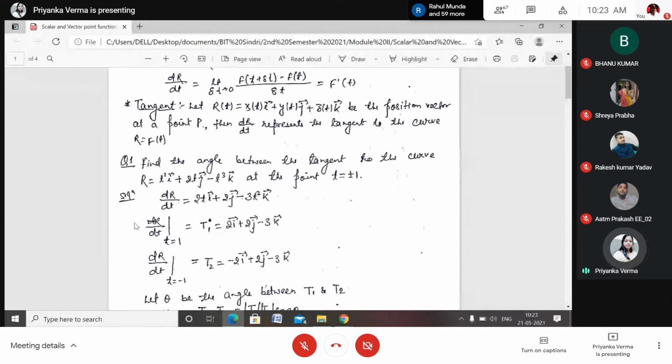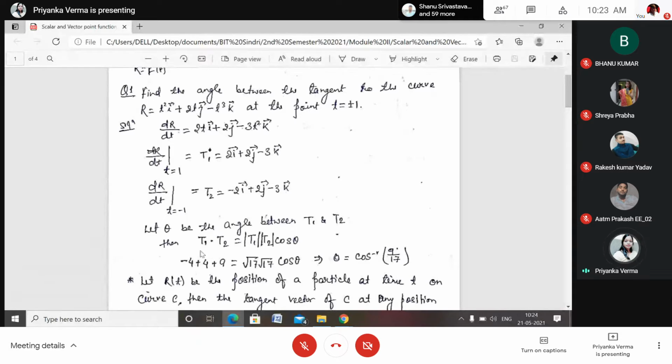Now again we have to find the tangent at t equal to minus 1. If you put t equal to minus 1 here, you will get minus 2i plus 2j minus 3k. That means now you have two different tangents at t equal to plus minus 1. You have to find the angle between them. How do you find the angle? We already know the dot product of two vectors: suppose T1 and T2 are two tangents, then T1 dot T2 is equal to magnitude of T1, magnitude of T2, cos theta.